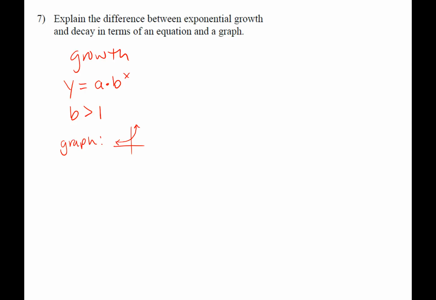Something like that. And then for decay, that same basic equation, y equals a times b to the x. But in this case, b is going to be between 0 and 1, so fraction or decimal. And then for the graph, it's going to go down, something like that. And there you go.